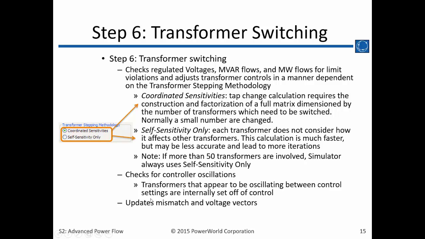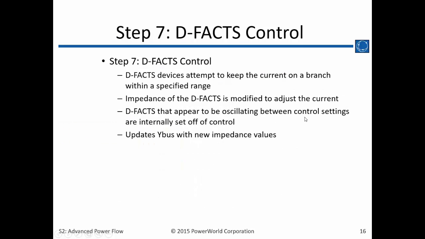It also checks then for controller oscillations of transformers that appear to be oscillating between the same settings on the transformer, and will turn them off for the rest of the solution process, and then updates the mismatch and voltage vectors according to the changes of the transformer taps.